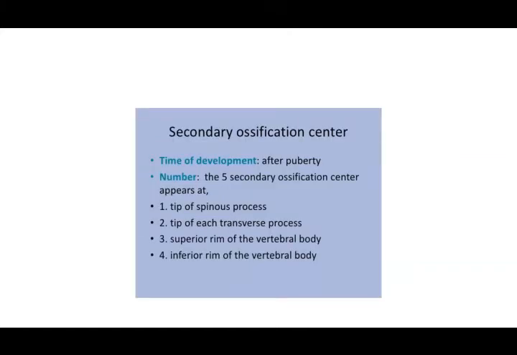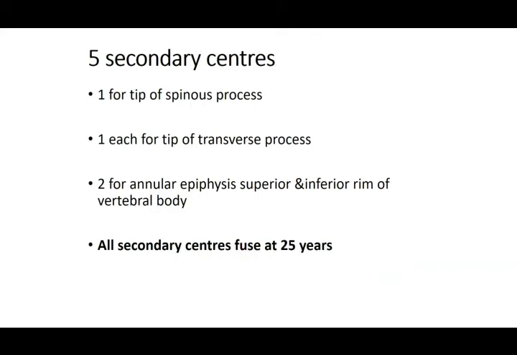Then there are the secondary ossification centers. These appear after birth, up to the time of puberty, when the bone is developing. There are 5 secondary ossification centers which appear. One at the tip of each transverse process, that means 2, one at the spinous process, and one at the superior rim of the vertebral body and one at the inferior rim. If you see this picture, 5 centers: tip of the spinous process, 2 transverse processes, and superior and inferior epiphyseal rings of the body. They fuse around 25 years.